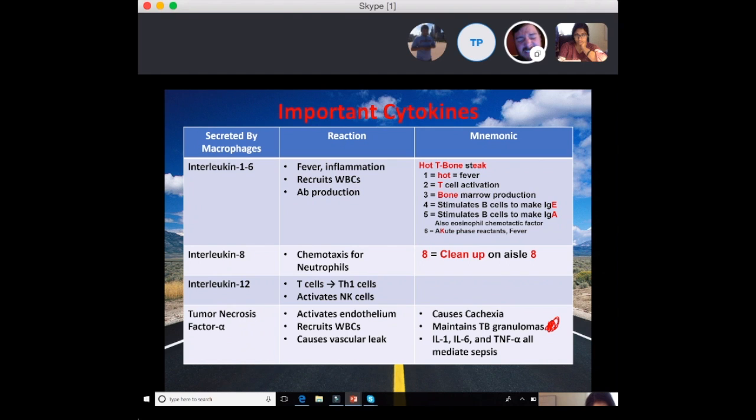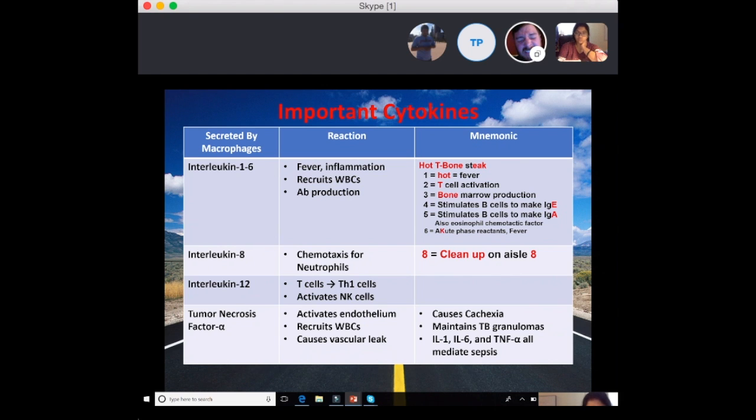And TNF alpha, along with IL-6 and IL-1, are all mediators of fever and sepsis. That makes sense with TNF alpha, because with sepsis, we're going to have vascular leak from TNF alpha and white blood cell recruitment. So these are the main players in sepsis. Any questions on the things secreted by macrophages?